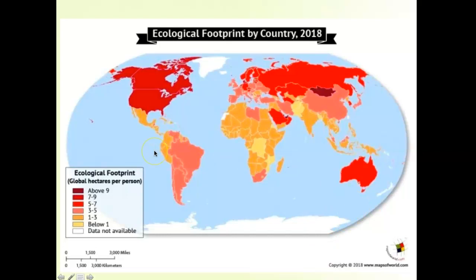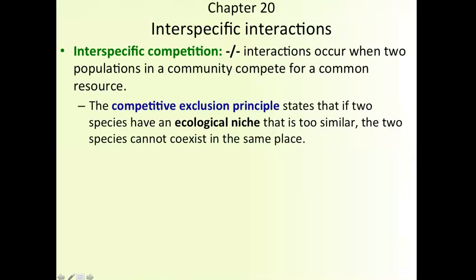So this is our ecological footprint by country in 2018. You can see we're in the darker red. We have a larger footprint, in terms of countries with a footprint, right? We're in there with the large footprint. So I just want you guys to know what your ecological footprint is, and how you can lower your ecological footprint on the planet.